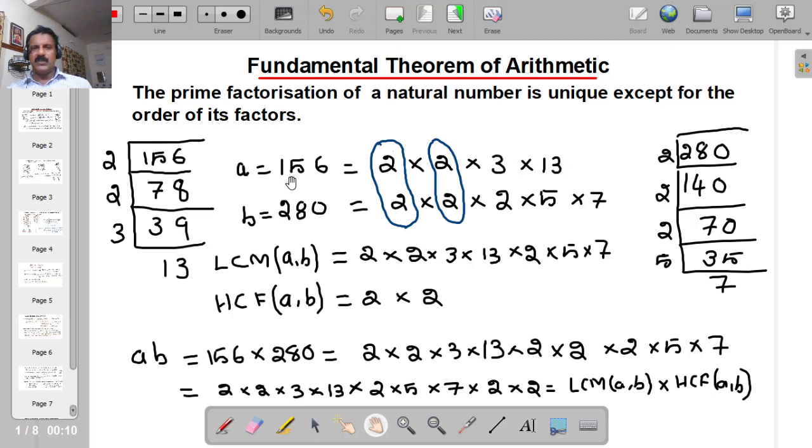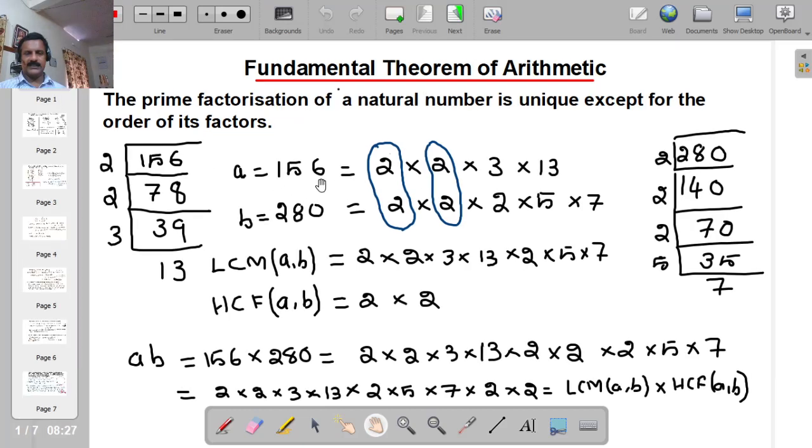The prime factors of 156 contain two 2's, one 3 and one 13. The only prime factors of 156 are two 2's, one 3 and one 13. No other prime number can be a prime factor of 156.